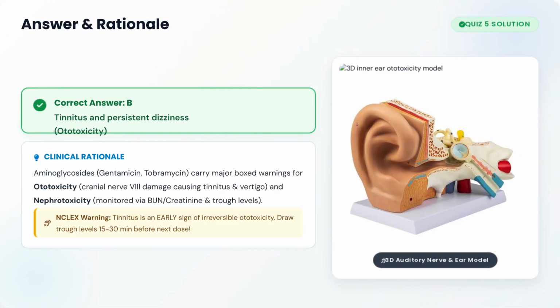The correct answer is B. Tinnitus and persistent dizziness. These are signs of ototoxicity, which is a major boxed warning for aminoglycosides like gentamicin. This can lead to permanent damage.